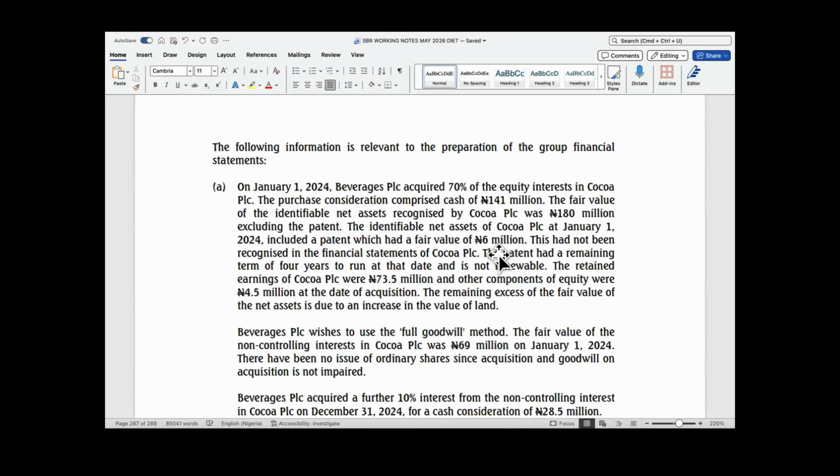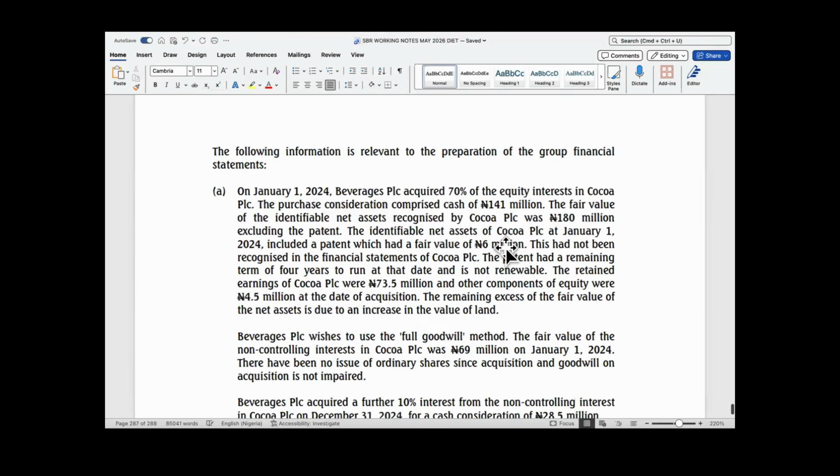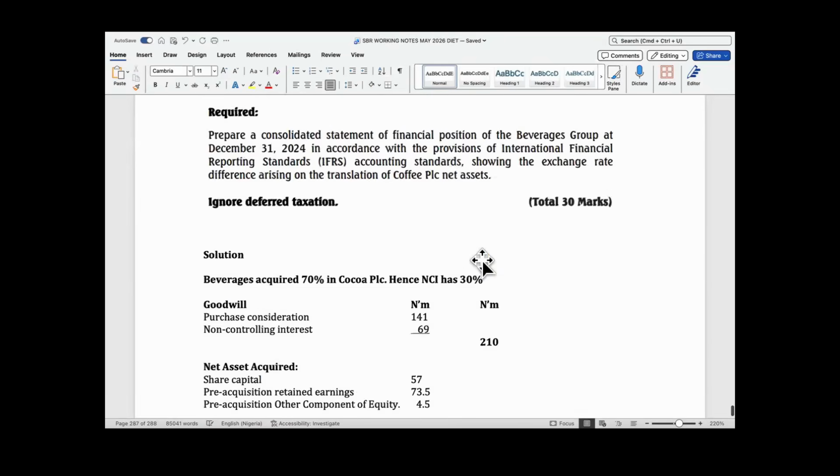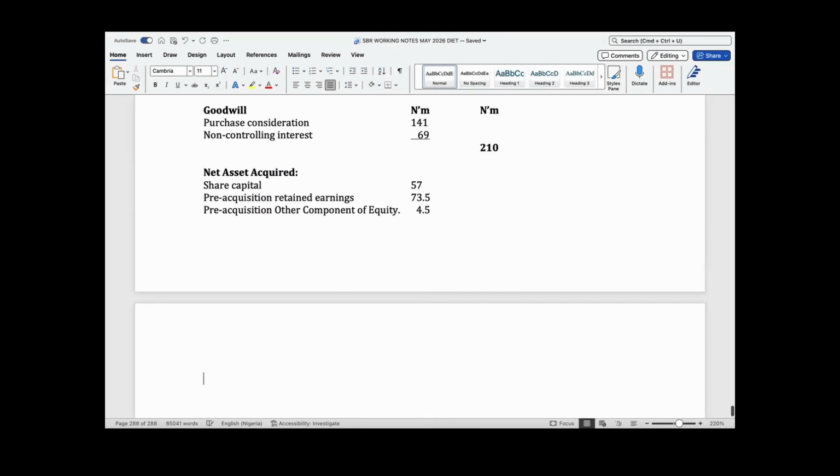Also, I was given patents. I was given patents of 6 million. So why is patent coming in as net asset acquired? Yes, it is part of what the parent has acquired. And if I remember clearly how I taught you, this patent, one leg is coming in as a reserve, the other leg is coming in as intangible asset. It's like you're debiting intangible assets, you're crediting reserve. The reserve is what is coming here. This is the reserve leg of that patent. So this patent you are seeing here is the fair value reserve that is here.